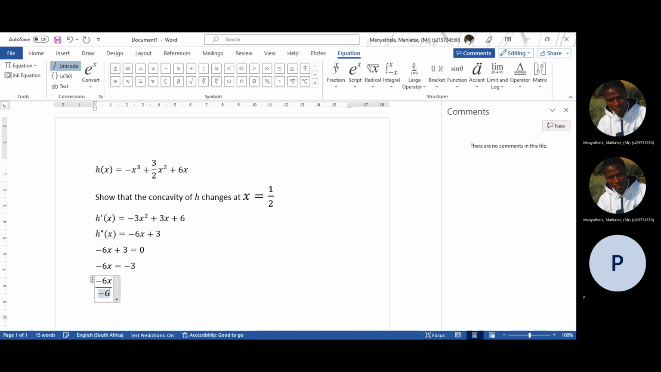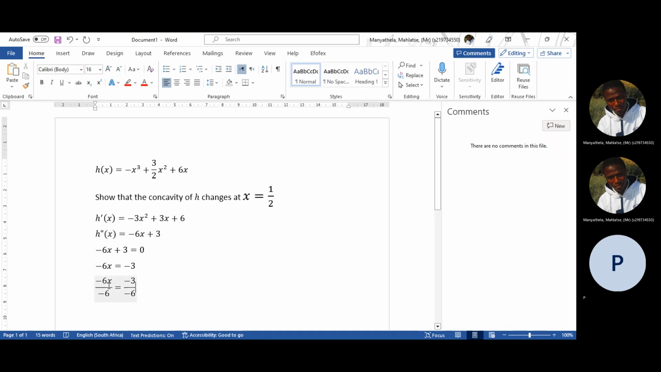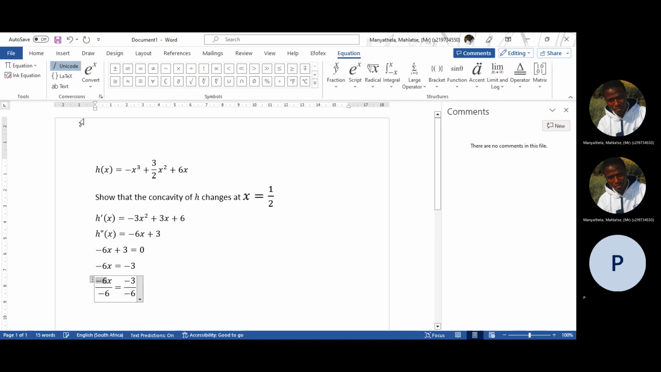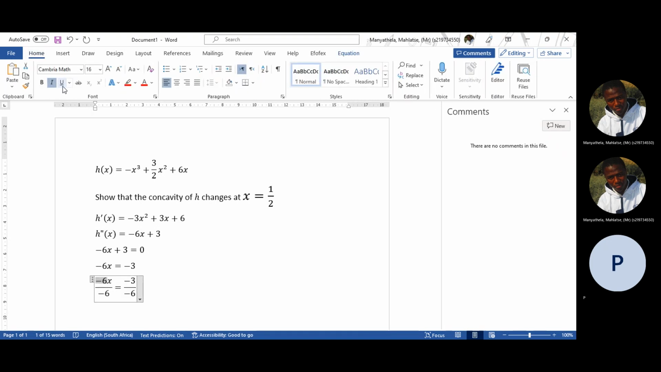Dividing by minus 6. So minus 6 and minus 6 will cancel. Negative and negative will cancel. So x will be equal to 3 over 6.